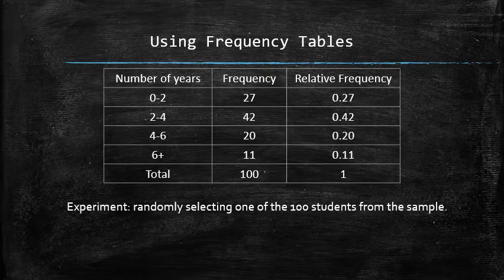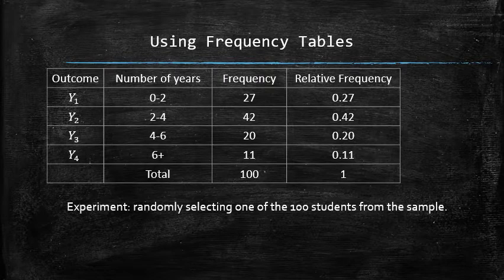Next, we need to figure out what are the simple outcomes. Based on the formatting of the table, there are 4 simple outcomes: 0 to 2, 2 to 4, 4 to 6, and 6 plus. We label them Y1, Y2, Y3, and Y4. And these 4 outcomes form the sample space for the experiment.